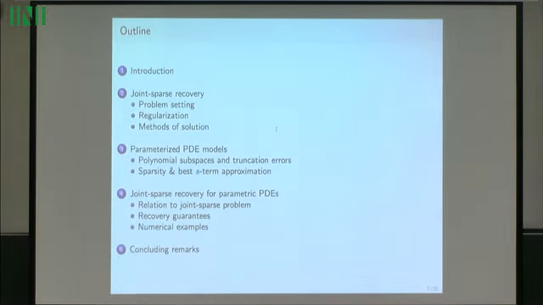Okay, so this is an outline of my talk. After this introduction, I'm going to go into joint-sparse recovery: the problem setting, how we enforce the joint sparsity via regularization, and the types of methods or algorithms that we can use to solve this problem. Then I'll talk about parameterized PDE models a little bit, polynomial subspaces and truncation errors, sparsity and best S-term approximation, and then I'm going to give a relation of these two problems. So I'm going to talk about how we can use joint-sparse recovery to solve this type of problem, and then what kind of recovery guarantees you can get, and finally some numerical examples and concluding remarks.